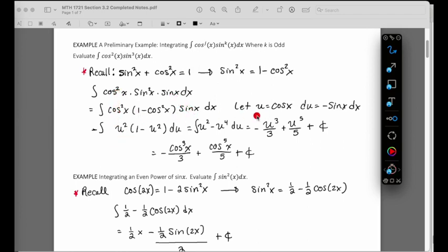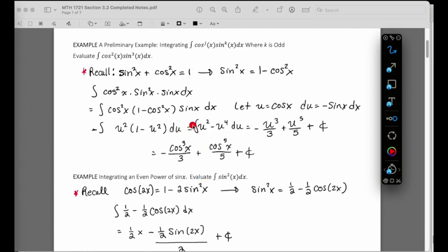And now if I let u be cosine, du is going to be minus sine dx, and I can use this and do a u substitution that works out very nicely. So if u is cosine, then this is going to be u squared, 1 minus u squared, and then the sine x dx is going to get replaced with the negative du. So here's my negative, here's my du. Now I can expand this, so I get u squared minus u to the fourth du. Now this is much easier to evaluate.